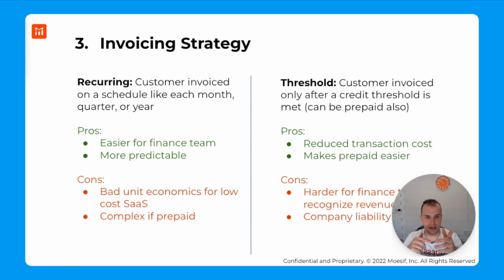On the threshold side, the great part is that you have a reduced transaction cost. It also makes prepaid easier to do. So once they hit a threshold, let's say they put $300 in credits, and then they have to top up those credits again when they come to a threshold. Or even if you did postpaid, once they hit a specific threshold, it's sent over. Now, there's cons to this. It's harder for the finance team to recognize the revenue.